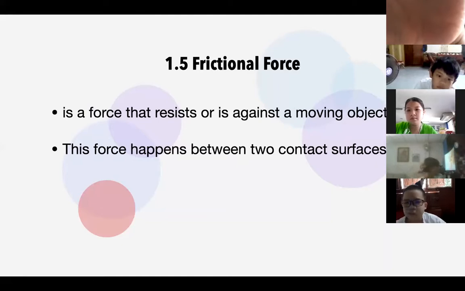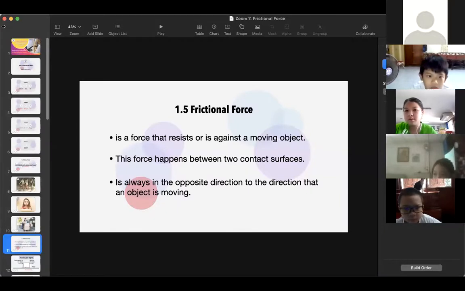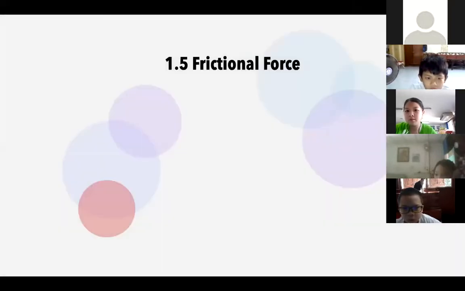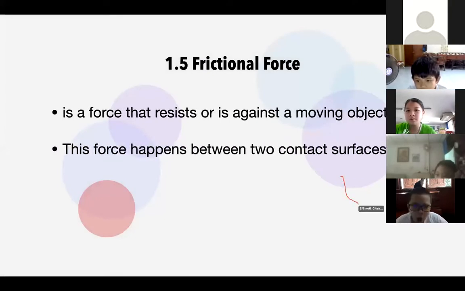This happens between two contact surfaces. So at least there should be two mediums in contact.